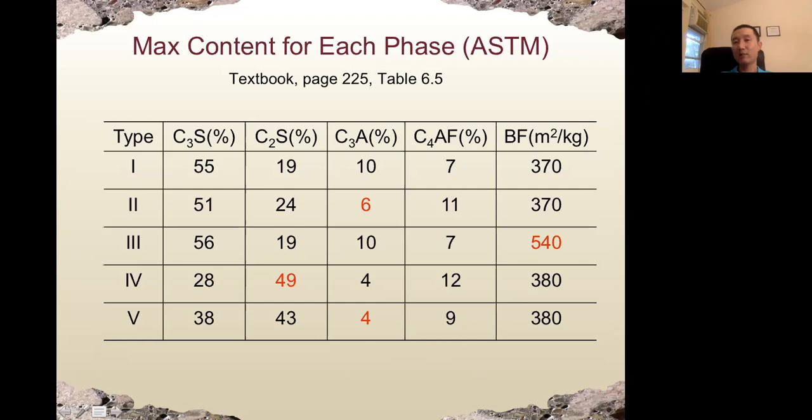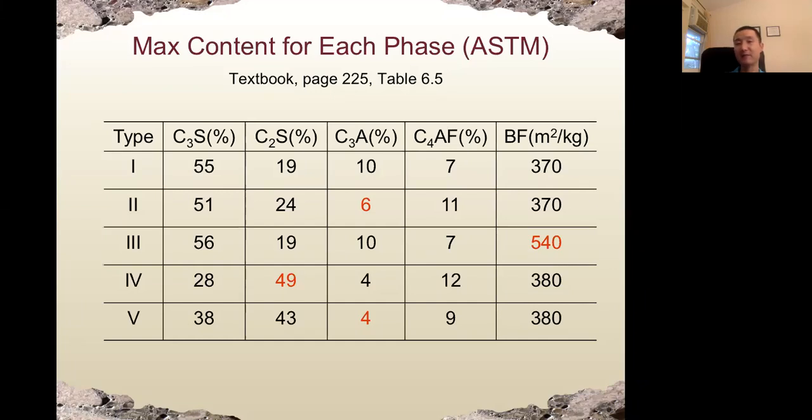The last column is called BF, or Blaine fineness. This is the surface area of the cement particles. The unit is square meters per kilogram. This is a measurement of the particle size. The higher the surface area, the smaller the particle size.